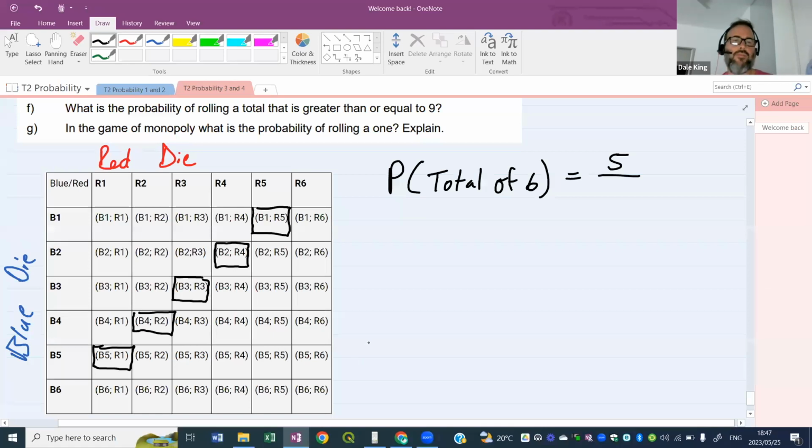I should add them. You could add them, or you could just say we got 6 going that way, and we got 6 going down this way. We can multiply 6 by 6 gives us 36. Yep. There are 36 total possible combinations, and you've picked out 5 that will add up to 6. So the probability of getting a total of 6 when you roll 2 dice is 5 out of 36.